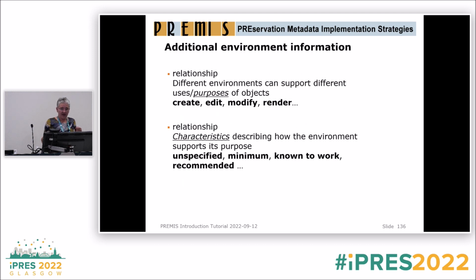Additional environment information: there are different environments that can support different purposes. So you have a possibility to specify that as well when it's supporting creation or edit or rendering. And there's also one where you can put characteristics in. So it could be, this is the minimum environment that you need in order to render this file. Or that we know that it works if you run it in this. We don't know anymore. So you can put that kind of information in.